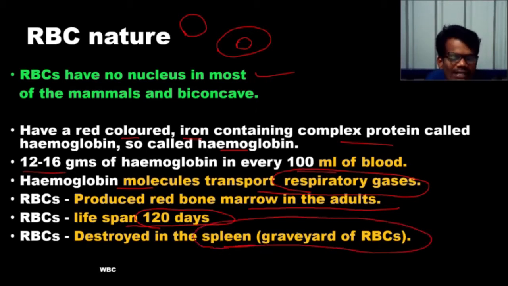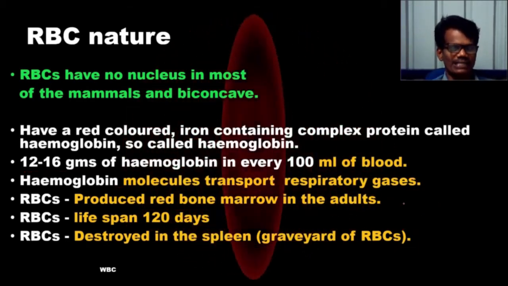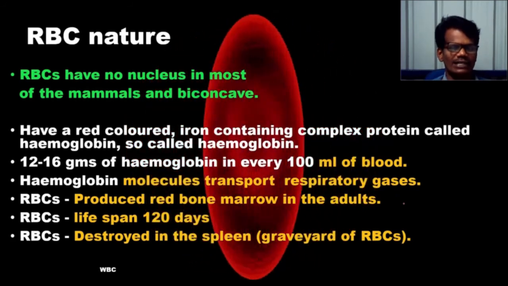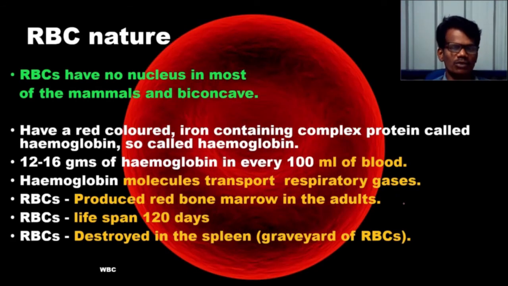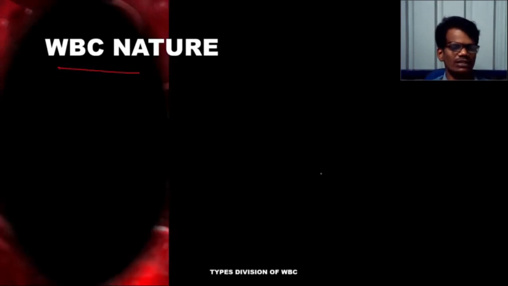Note this point. This has been asked in previous year NEET and AIPMT questions. You can see the structure of RBC. It is biconcave and circular for most of the mammals. Then we have to see the WBC and its nature.